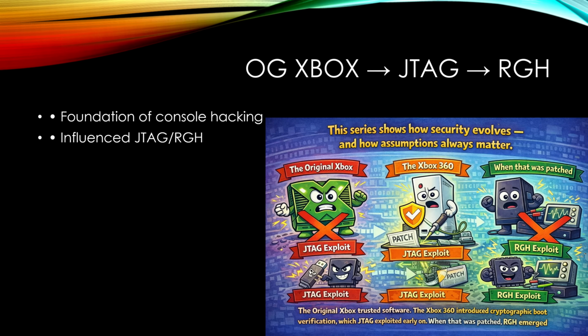So in bridging these three video series together regarding the console, the original Xbox trusted software. The Xbox 360 introduced cryptographic boot verification, which JTAG exploited early on. When that was patched, RGH emerged by attacking timing instead of logic. This series shows how security evolves and how assumptions always matter.